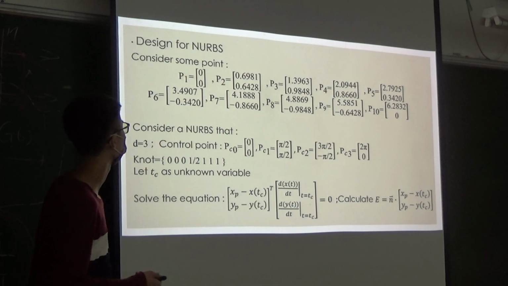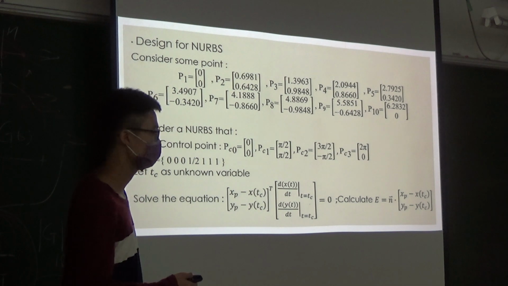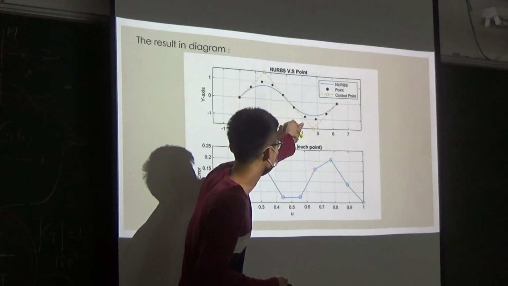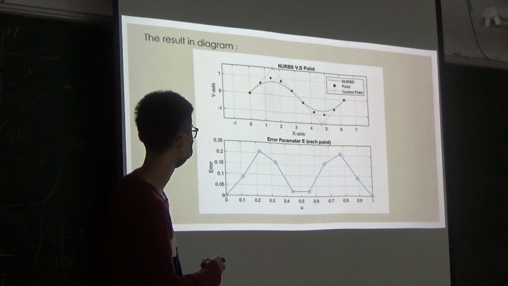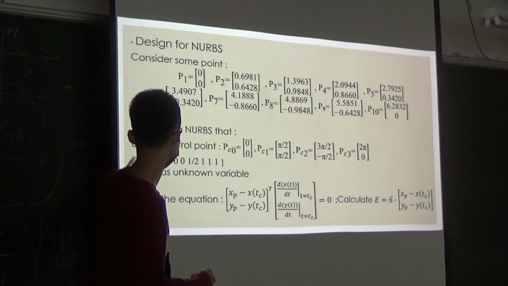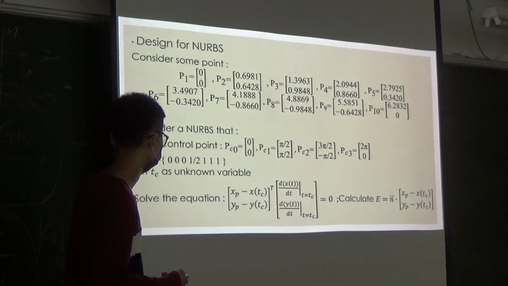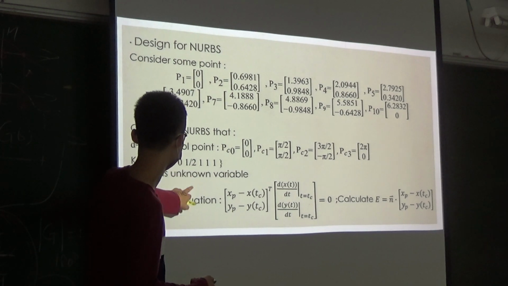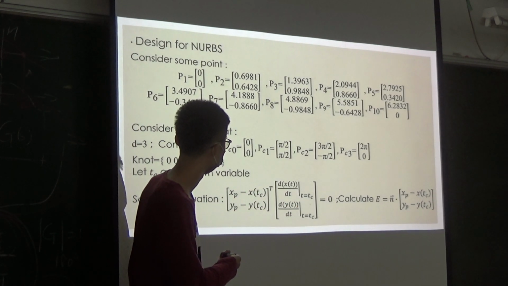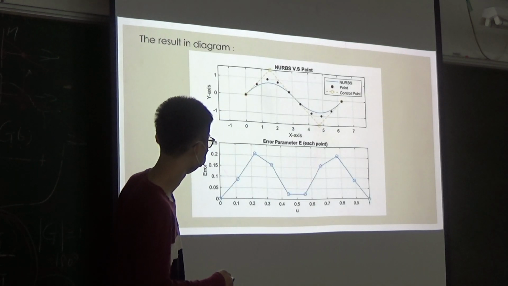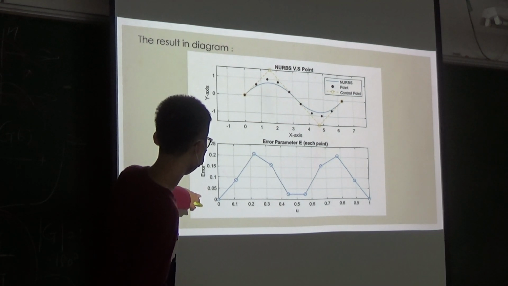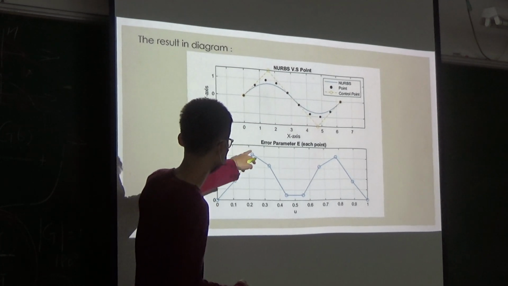In our design for the NURBS, I consider some points in this diagram as the desired points. And we decide a NURBS with a degree, control points, and knots. In the end, we can get the contour error. Now the result in a diagram. So we show the arrows in this plot.